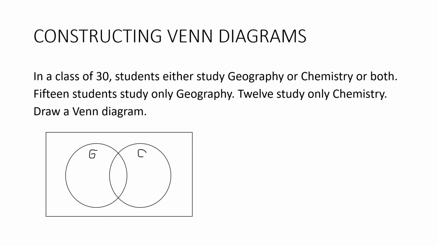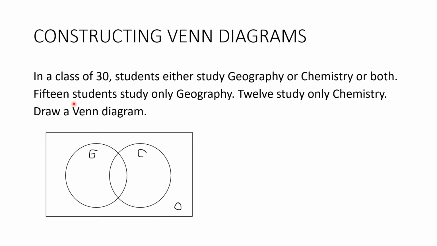Now, this one's slightly different, okay? Let's start outside the circles like we did with the first one. Are there any students that study neither geography nor chemistry? Can you tell from the question? They either study geography or chemistry or both. There's no mention of them studying neither, so there's 0 going down here. You can put the 0 in or leave it blank. Either way is fine. We also don't have a number to put in the overlap.